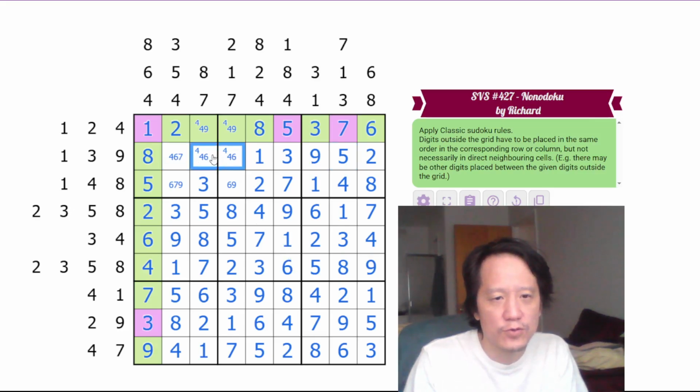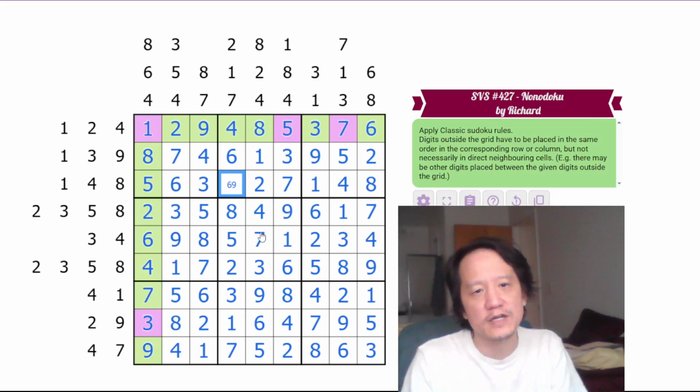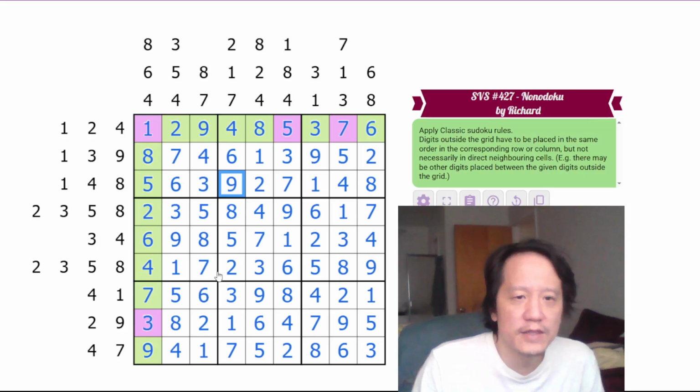This can't be 4 or 6 because of the 4, 6 pair in the row, so this is 7. This can't be 7 or 9, so it's 6, which makes this 4, which makes that 9, which makes that 4, which makes that 6, which makes that 9. And that's the solution. Fairly straightforward, actually. Yeah, you just have to think of the logic behind these, right? And what that eliminates.